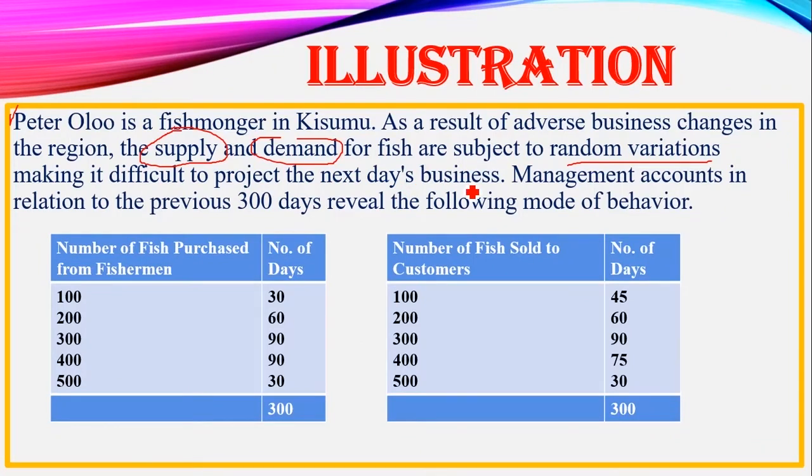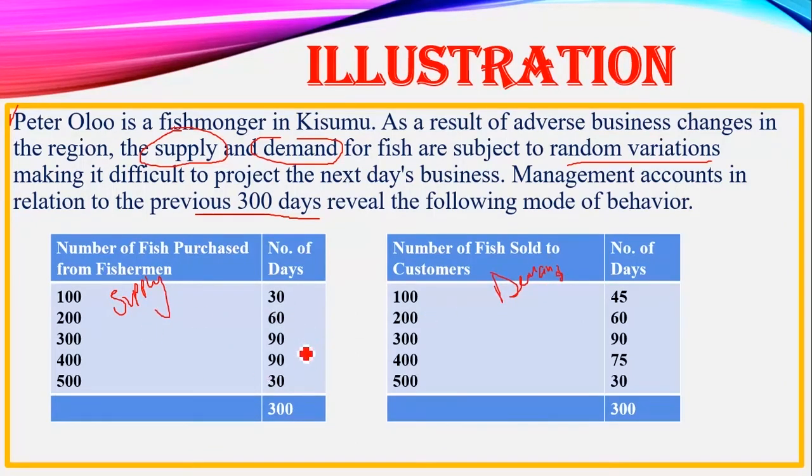So it is not easy for this businessman Peter Orlo to be able to predict the next day's business. Then you are given management accounts in relation to the previous 300 days reveal the following mode of behavior. So this is historical data for the previous 300 days. So given the number of fish purchased from the fishermen, what does this represent? This one is going to represent the supply, because this is what you're getting from the fishermen. Then number of fish sold to customers. So this is going to represent what? The demand.